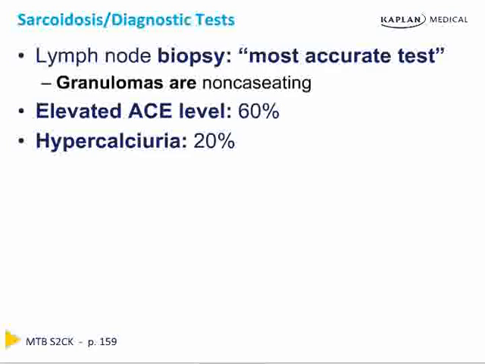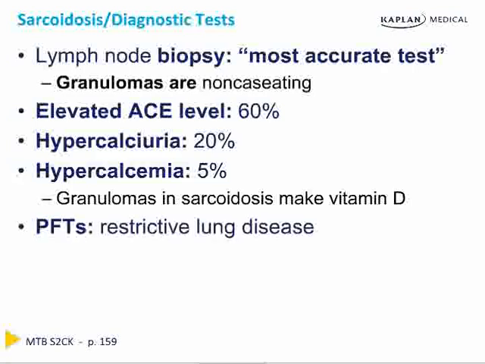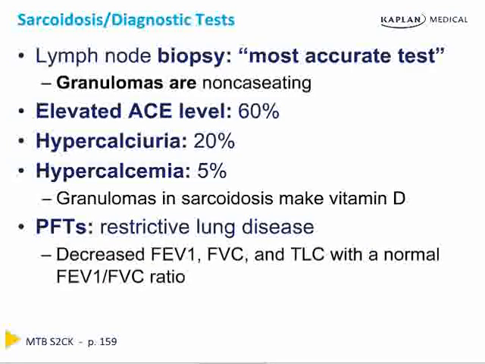Hypercalciuria is present in 20% of patients. Hypercalcemia in 5% of patients. This is because granulomas in sarcoidosis actually produce high levels of vitamin D. The PFTs most often show restrictive lung disease, which is characteristic of any interstitial process in the lungs. You'll see a decreased FEV1, FVC, and TLC with a normal FEV1 to FVC ratio.